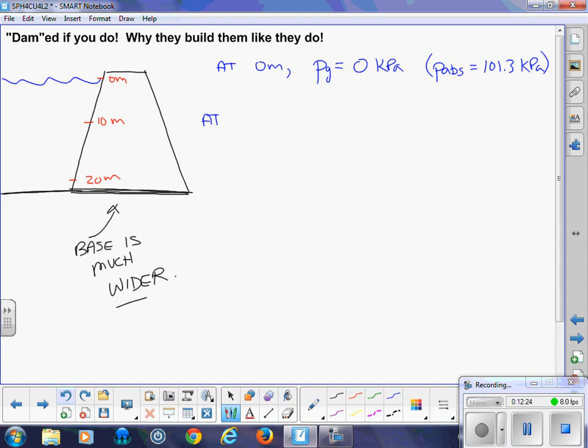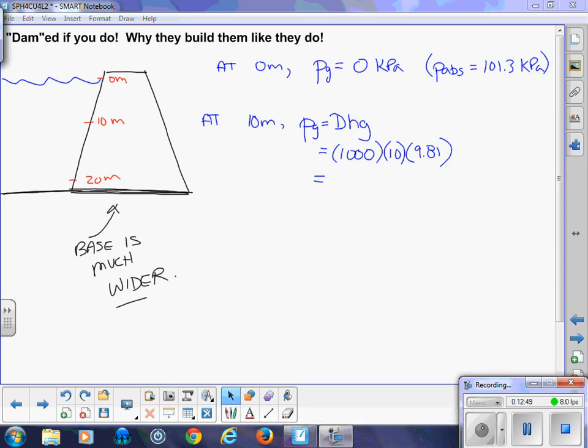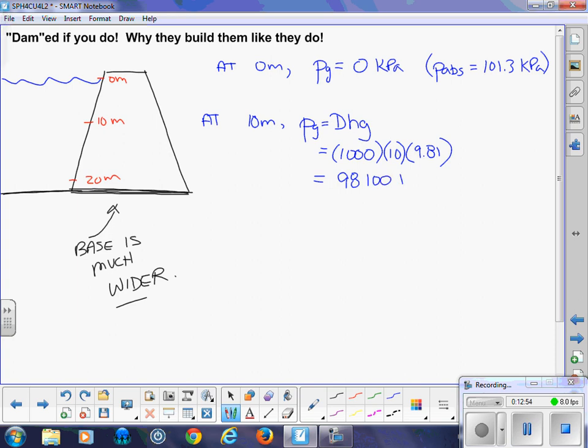What about at 10 meters? So we go 10 meters deep in water. Our formula for gauge pressure, again, was DHG. Density of water. Water is our standard measure, so it's kind of nice. It's 1,000 kilograms per meter cubed. We're now at 10 meters, and we're at 9.81 meters per second squared. When we do that calculation, we find that the pressure is 98,100 pascals, or 98.1 kilopascals.